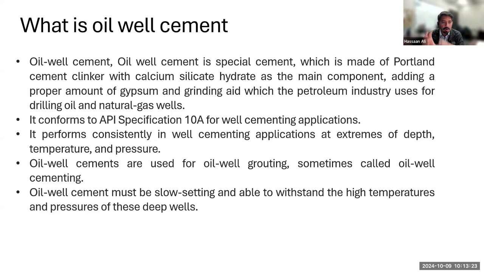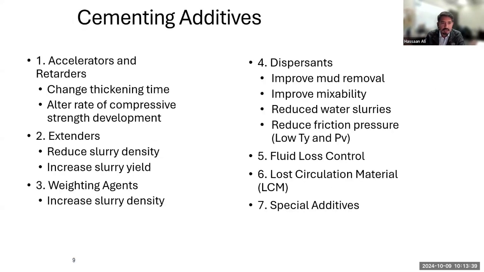So oilfield cement has to have all these specifications to withstand the depths, the pressures, the temperatures, and has to be slow setting and able to withstand the extremities. But we have different types of additives in cement to make it suitable for the oil and gas industry. It has accelerators and retarders, so it can change the thickening time of the cement, and it can alter the compressive strength or the tensile strength of the cement.